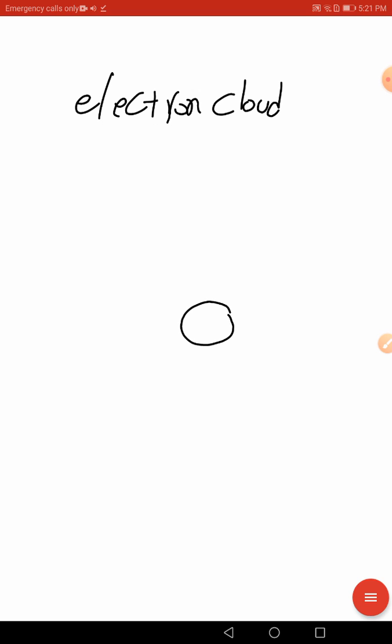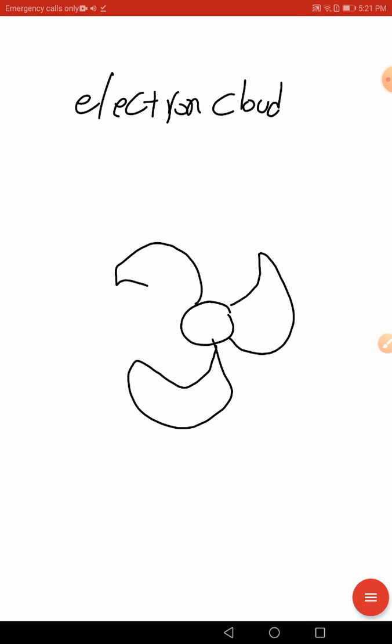Electron cloud. To understand the meaning of electron cloud, just imagine that there is a fan, right? We know that the fan looks like that. I'm good at drawing. Yes. A fan, right? Okay. It's at rest now, it's not moving. So you can see the blades. I can see one blade, two blades, three blades, right?